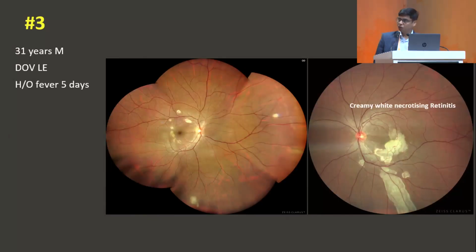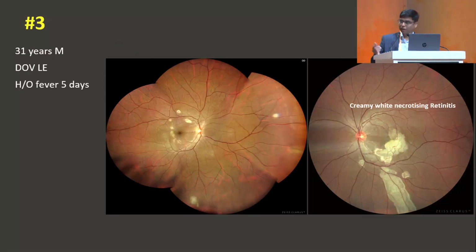Now, this is one of our cases, a 31-year-old male who presented with a history of fever for 5 days and presented with this kind of creamy white necrotizing retinitis without much inflammation, neither anterior segment nor posterior segment inflammation. The other eye also showed placoid lesions predominantly in the posterior pole, but also a few in the periphery.